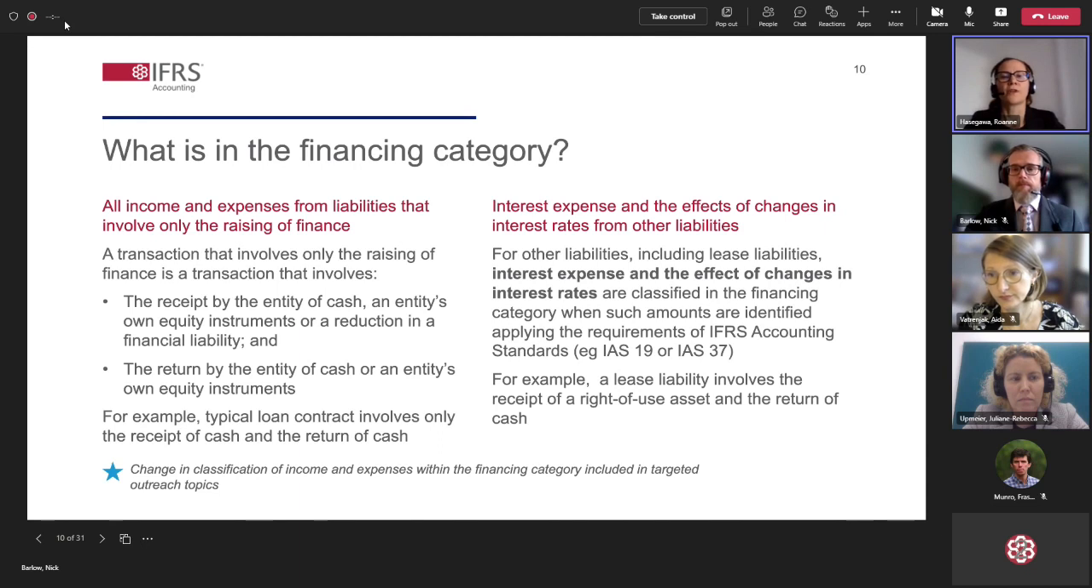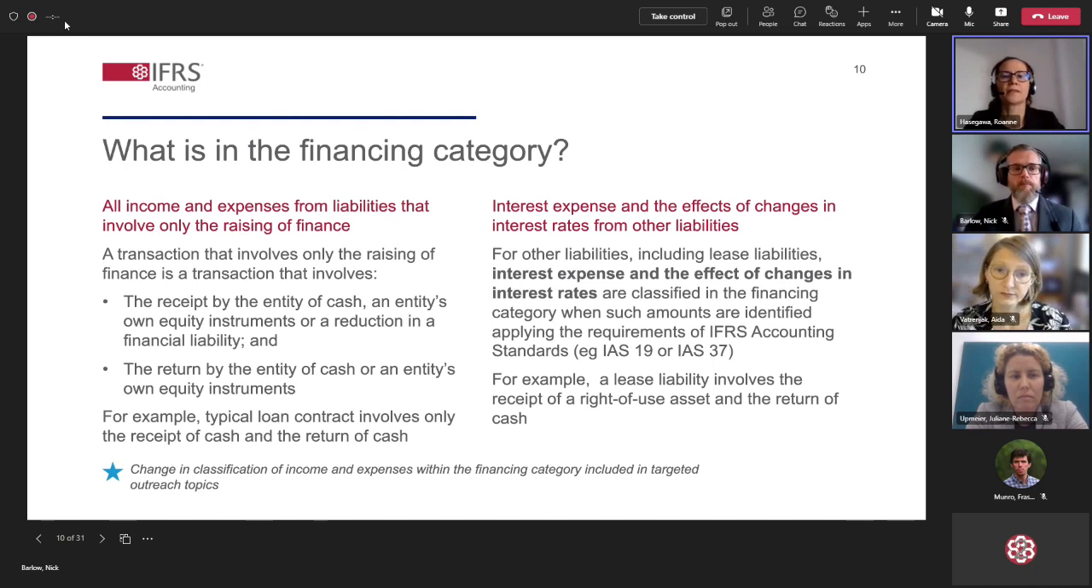Respondents to the exposure draft agreed with introducing a financing category, but some of them said that aspects of the proposed definition of liabilities arising from financing activities were unclear. So in the redeliberations, the IASB made changes to the proposed approach for classifying income and expenses within the financing category. The objective of the change is to make the proposals easier to apply, and they are not expected to result in a change in income and expenses that will be classified in the financing category, but they are expected to result in a change in the way income and expenses are classified within the financing category for interest expenses on lease liabilities and amounts payable for goods and services received. The IASB will be testing these changes in its targeted outreach.